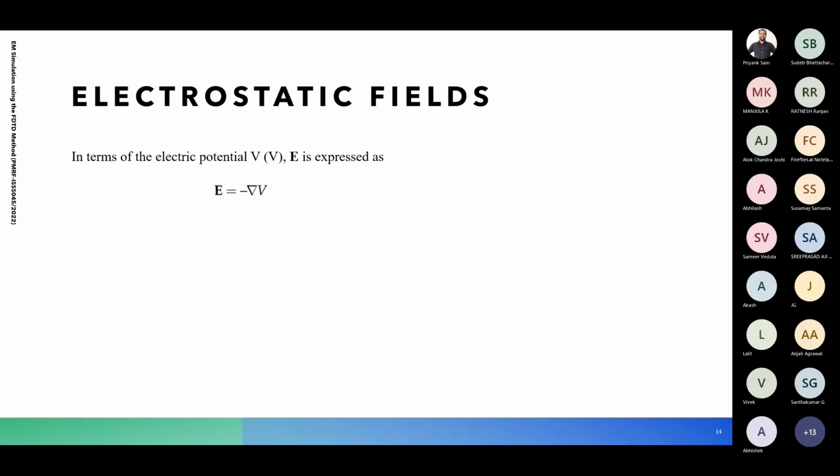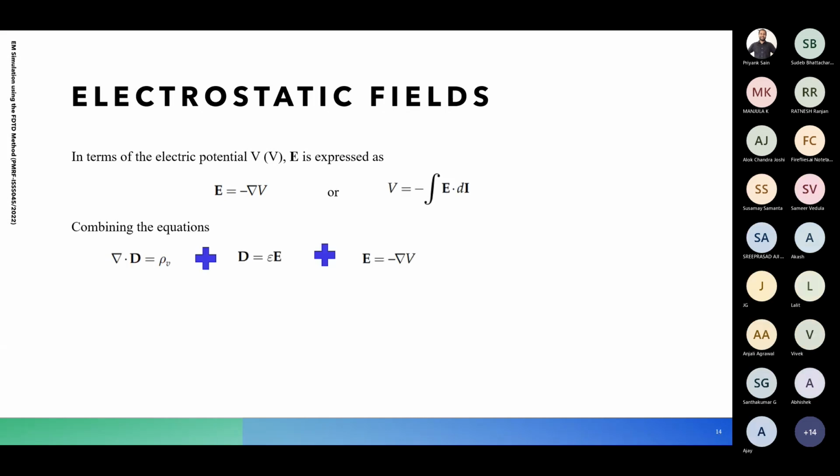Now, we can also express the electric field intensity in terms of electric potential. It is given by the negative gradient of electric potential V. Now, combining these equations, that is, the divergence of D in terms of electric field E, and the electric field in terms of electric potential, we get the Poisson's equation.